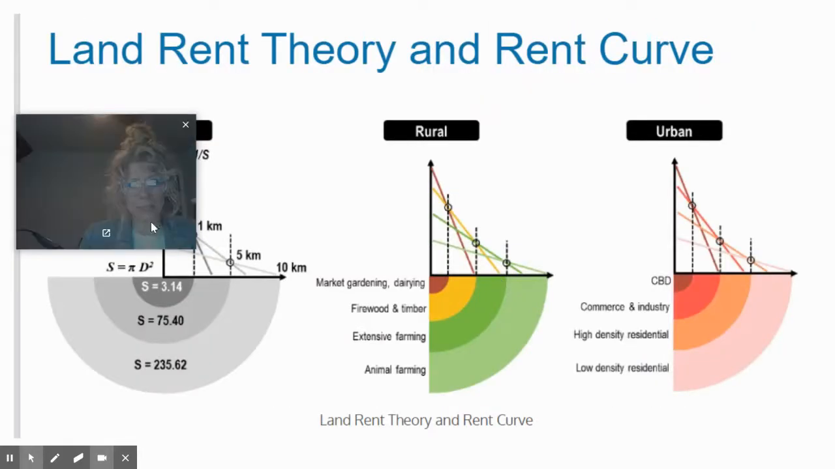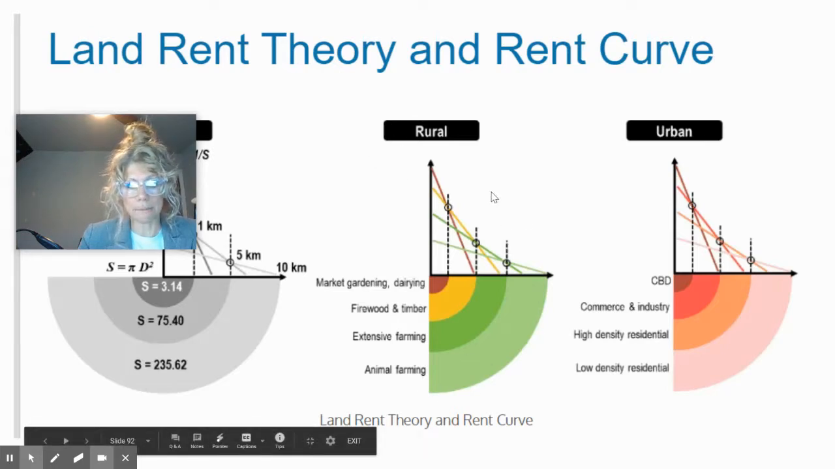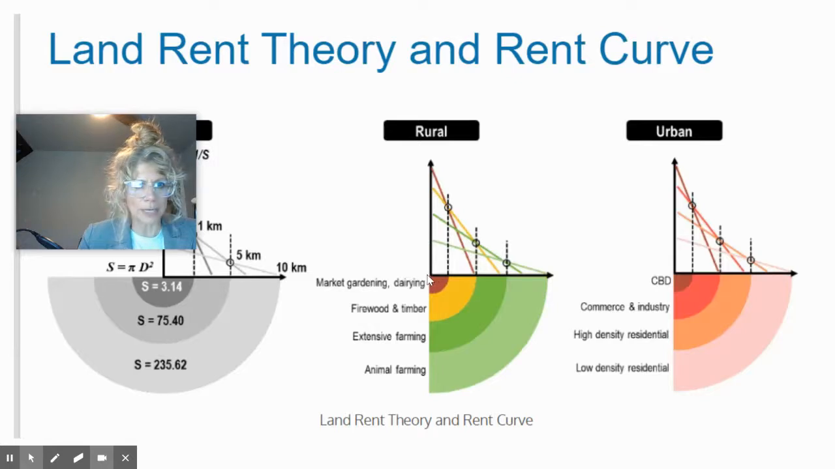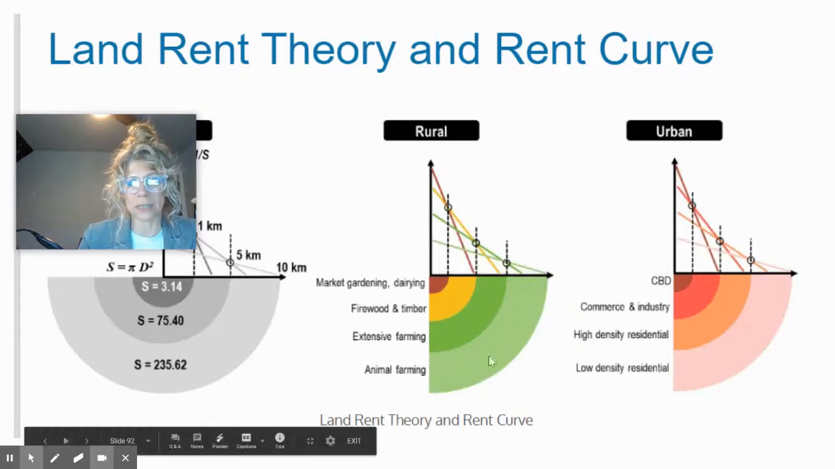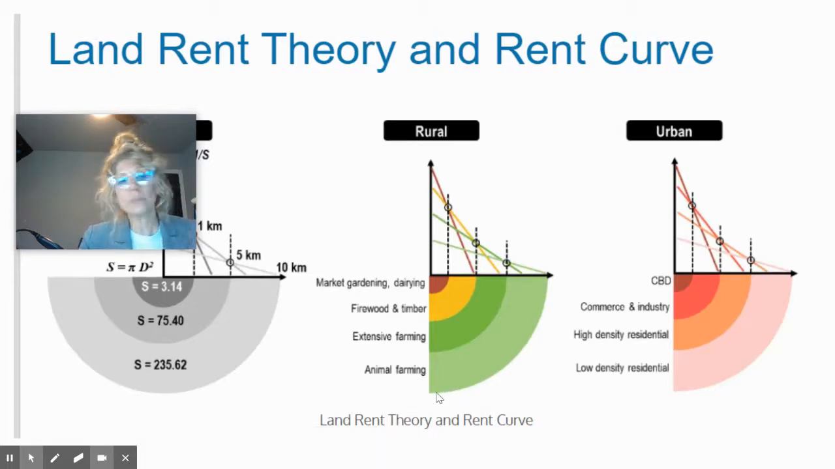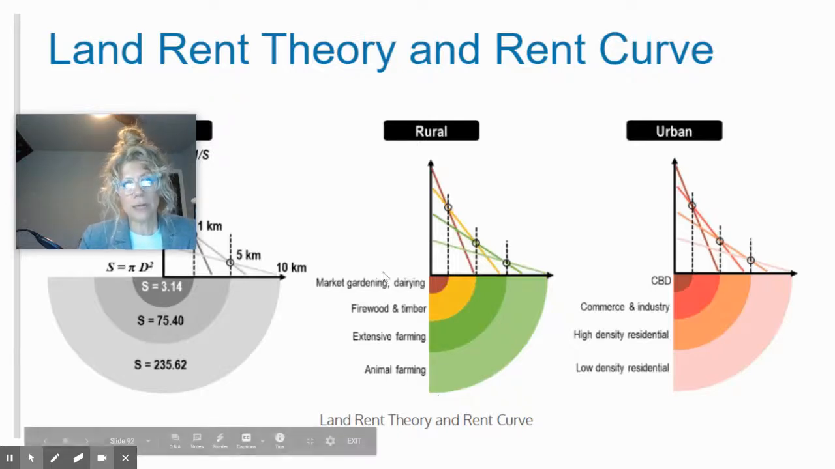So the idea here, and what you can put for your example, is that this is a rural bid rent theory model. So like, let's say right in the middle, right, your town is more where you can have your market, gardening, and dairy because it's perishable. The further we get away, and we see this ring, we see that extensive farming. So you're going to think of fields of wheat and corn, right? But then beyond that, you're going to have animal farming where the land is the least expensive. And that's ranching, guys. Like, so open fields of cheap land with cows on them. Okay, so that is the model for bid rent theory in the rural setting.